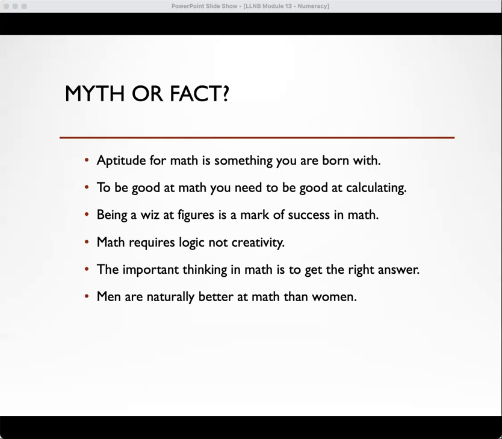The important thinking in math is to get the right answer. We might think so, but it's actually not. It's important to understand the concept, not just the right answer itself. And finally, men are naturally better at math than women. No, they're not. We all have the same capability to learn as one another.